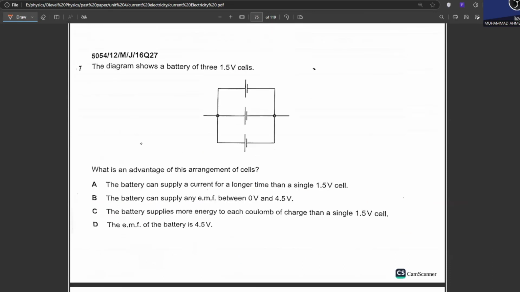The diagram shows a battery of three 1.5 volt cells. What is an advantage of this arrangement of cells? The battery can supply a current for a longer amount of time than a 1 volt cell. Yes, this is an advantage of cells in parallel.